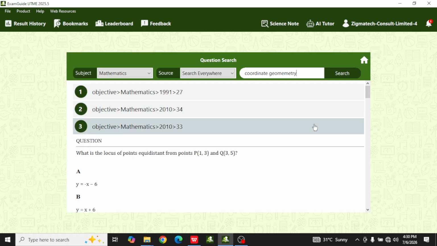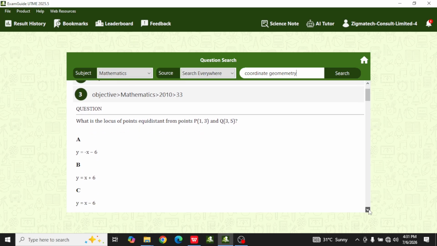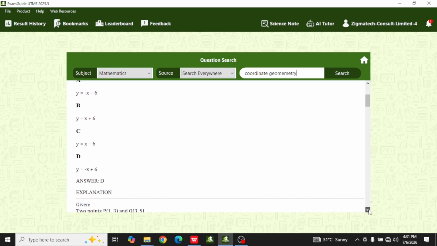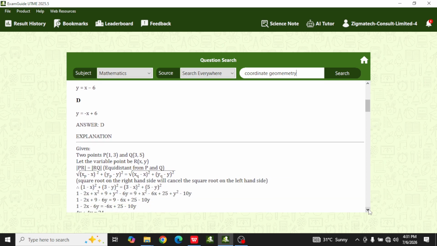What is the locus of a point equidistant from points P (1,3) and (3,5)? You know, these people, they are wonderful people. It is the same formula you're using, but one value of x and one value of y will not be given to enable us form the equation, because they are just interested in the equation, but they are just missing it up.